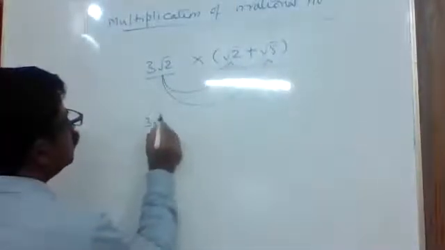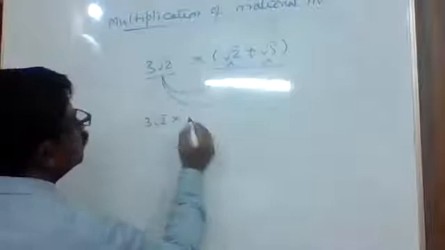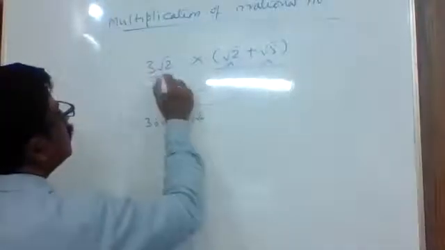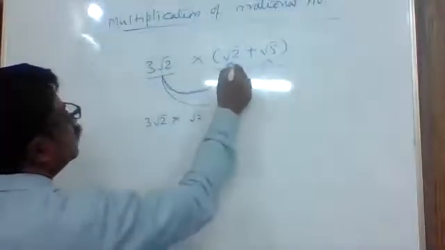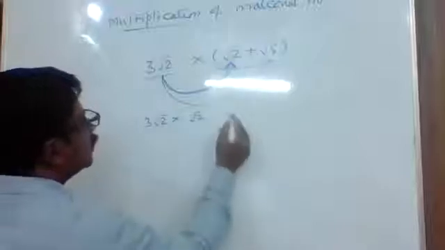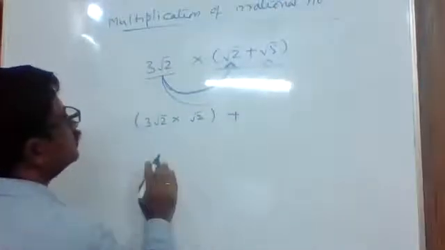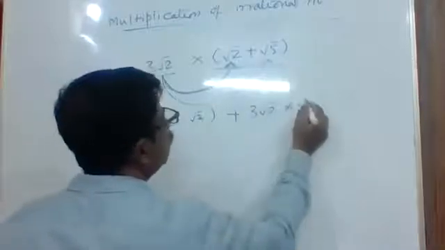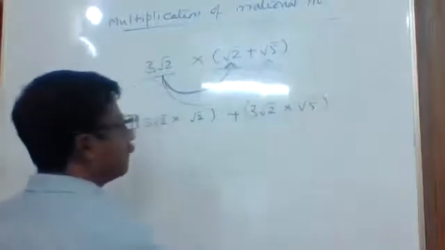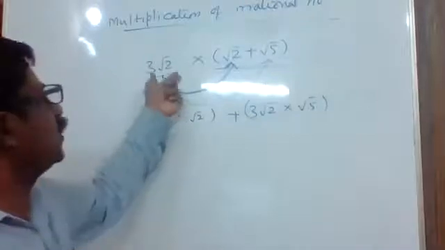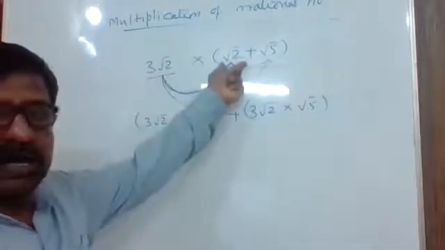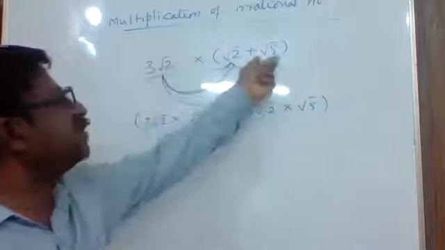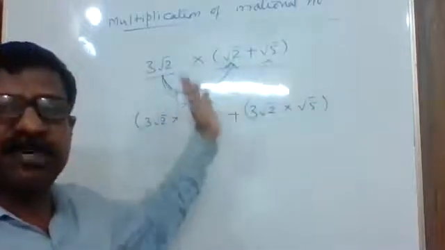This 3 root 2 has to be multiplied first with root 2. After that, we get the plus sign. Now, this 3 root 2 has to be multiplied with root 5. This 3 root 2 has to be multiplied with root 2, as well as with root 5. It has to be multiplied with both.